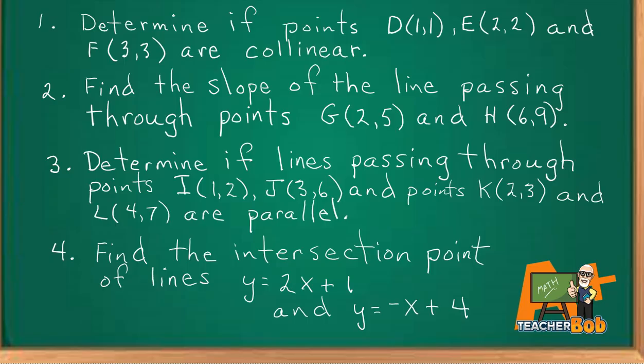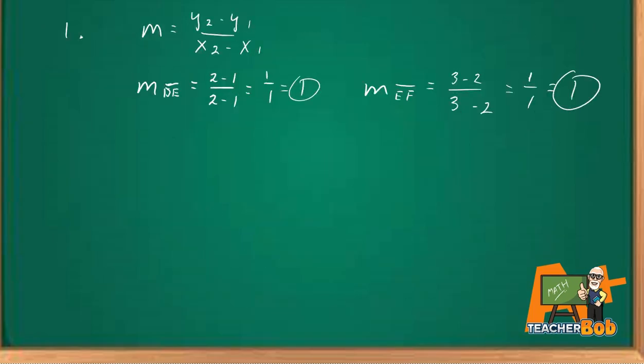Find the slope of the line passing through the points, and we're given 2 points, G and H, with their coordinates 2, 5, and 6, 9. Okay, so it says find the slope. Well, that's easy. We've been doing that already lots of times.